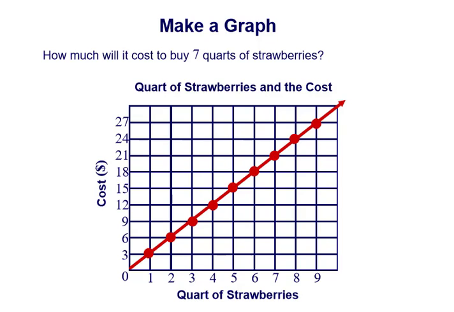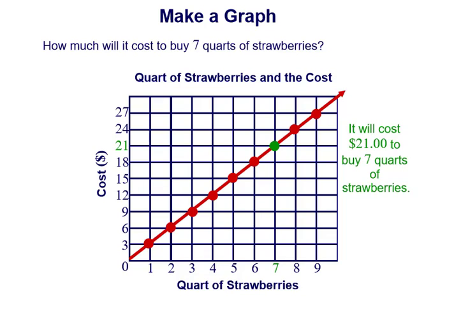We can then use this graphic representation to make predictions. So how much will it cost to buy 7 quarts of strawberries? It wasn't in the table, but now we can see the answer on the graph. If we find the 7 in the quarts on the x-axis and go up to our point on our line, we can see that it will cost $21 to buy 7 quarts of strawberries based on that data point on the graph.